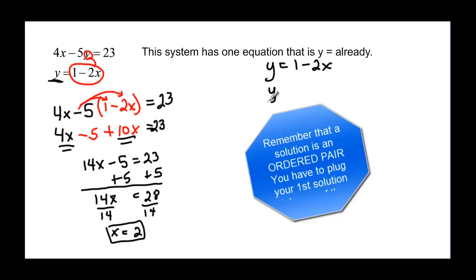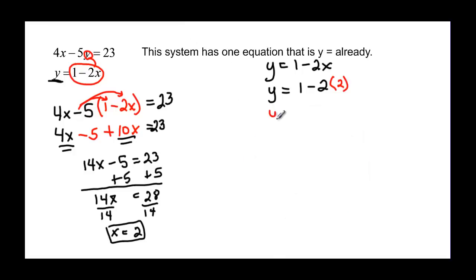So y, that's what I'm solving for, equals 1 minus 2 times my x, which is 2. And that says then that y is equal to 1 minus 4, or negative 3. And so the ordered pair is x is 2, y is negative 3.